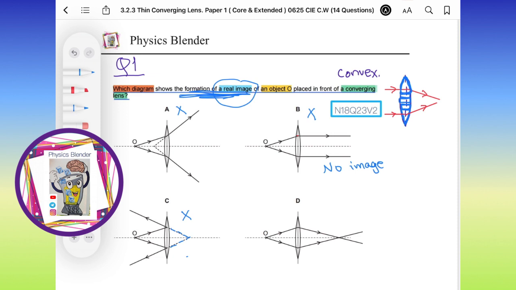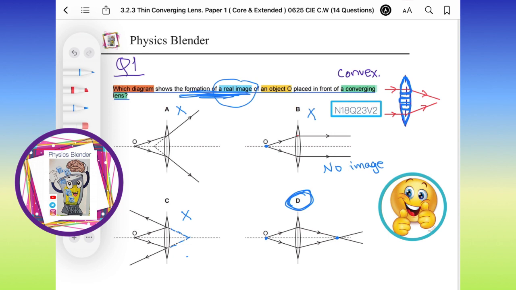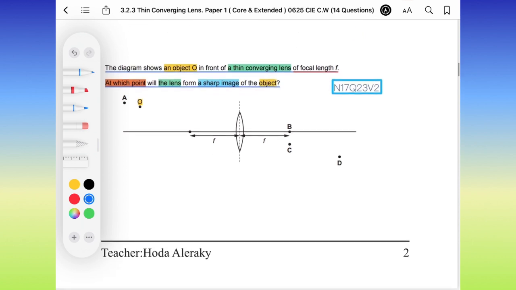By the way, in this case the object is placed at the focus. When the object is placed at the focus, you will find that no image will be formed. So the answer is D, and the object is located here, and the image is formed where the refracted rays intersect. So the image will be formed at this point. Is it clear?